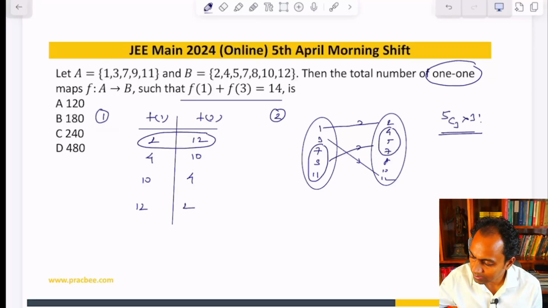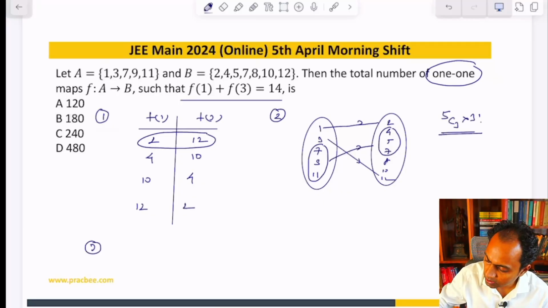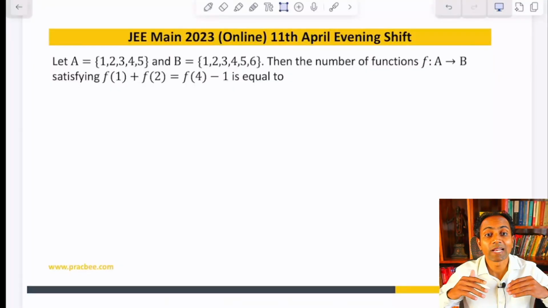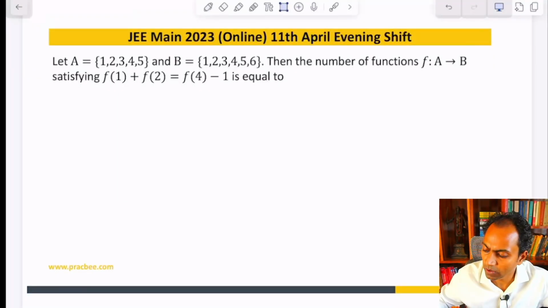Now we know that there are not 1 but 4 such cases. So the answer becomes 4 into 5C3 into 3 factorial. If you calculate, this comes out to be 240. That is option C. Now this 2023 question is a slightly more difficult, or more complex, version of the same question.